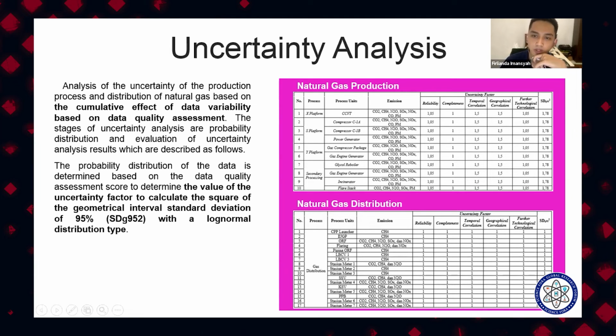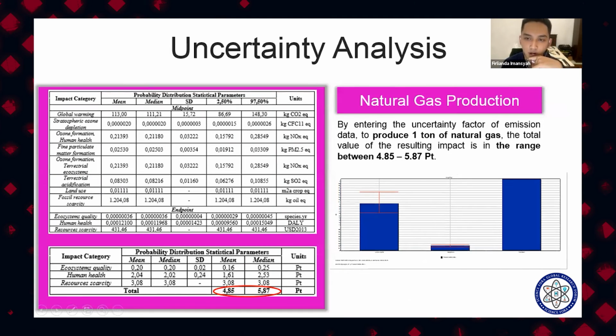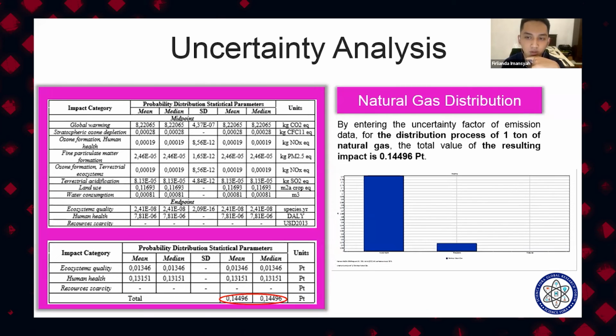For natural gas production, by entering the uncertainty factor of emission data to produce 1 ton of natural gas, the total value of the resulting impact is in the range between 4.85 and 5.87 points. And for natural gas distribution, by entering the uncertainty factor of emission data from the distribution process of 1 ton of natural gas, the total value of the resulting impact is 0.14496 points.